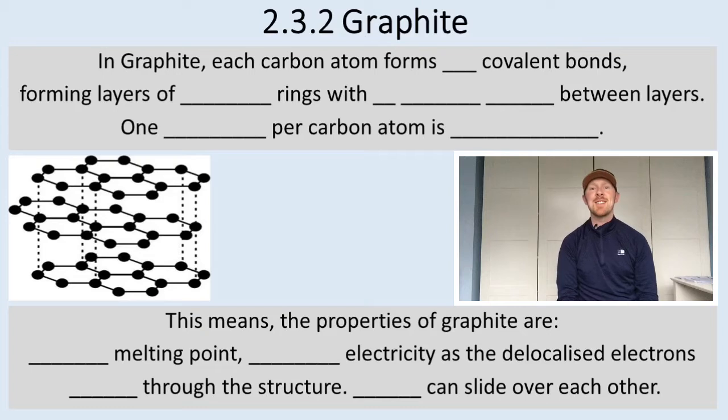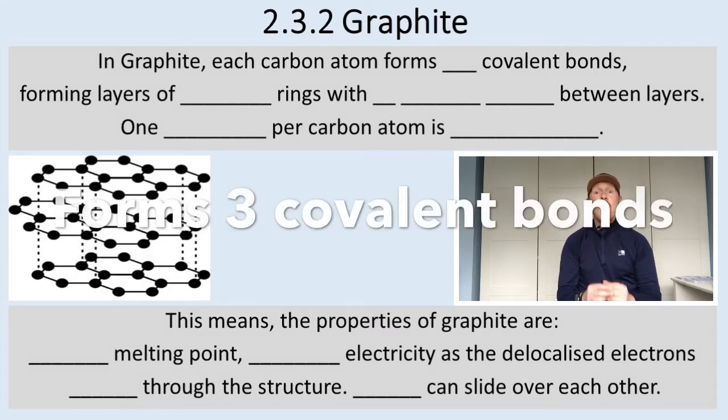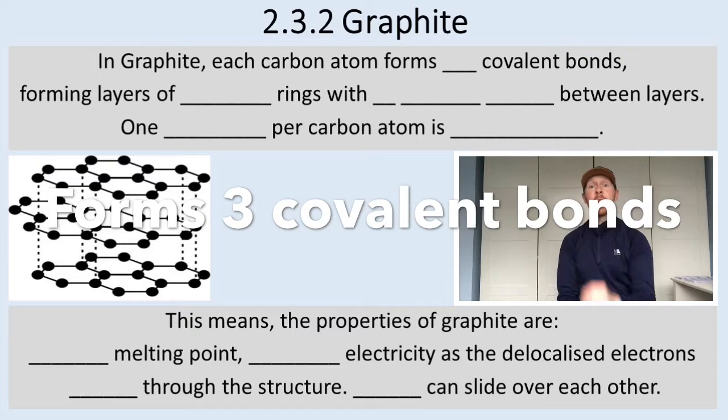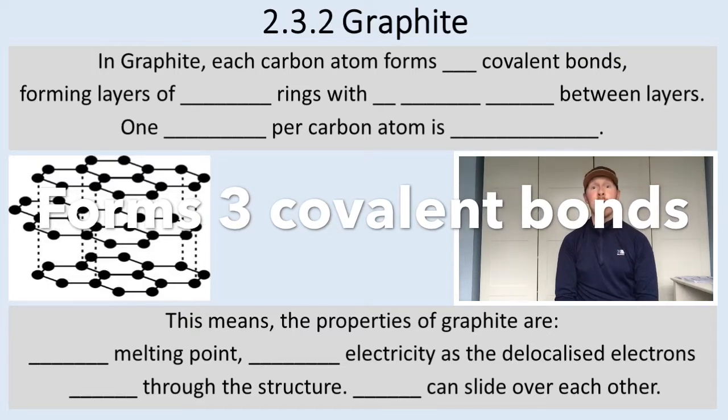C2.3.2 Graphite. Graphite is just one of those amazing structures and substances. It's used as a lubricant, it's also used in pencils, and it's also used in electronic components because of its properties.